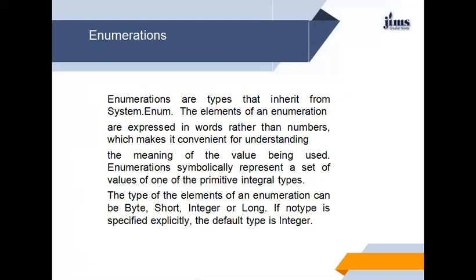Enumeration symbolically represents a set of values of one of the primitive integral types. The type of the elements of an enumeration can be byte, short, integer, or long. If no type is specified explicitly, the default type of an enumeration is integer.